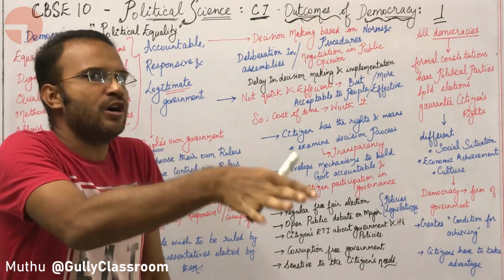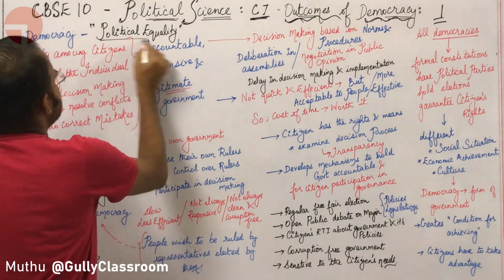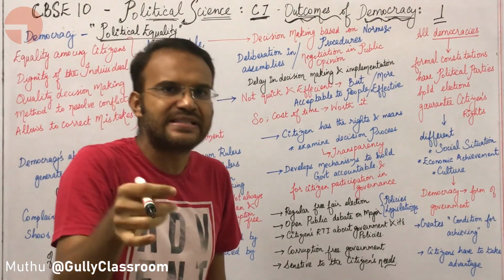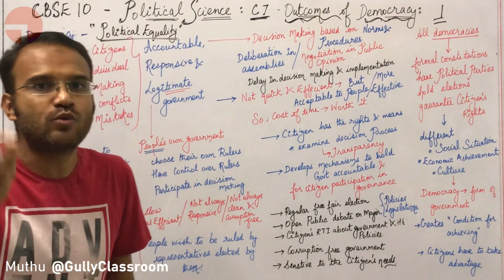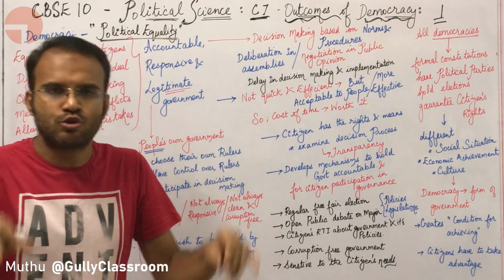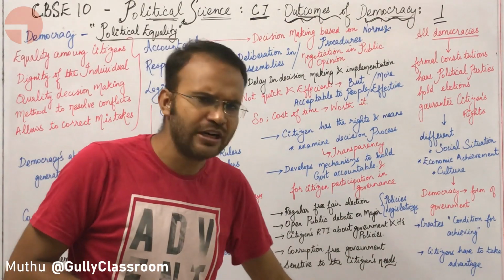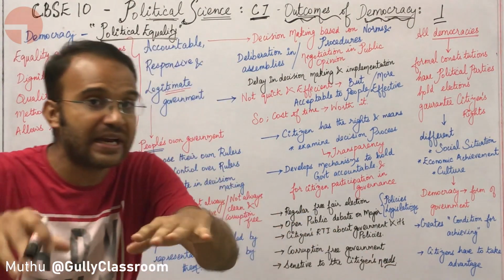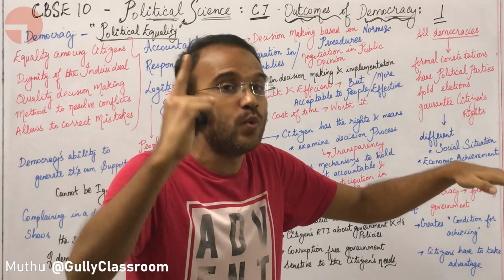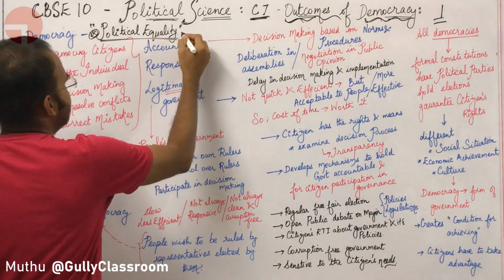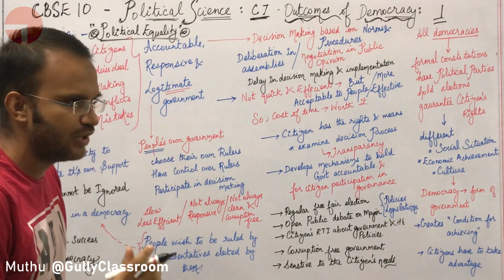What is democracy based on? Democracy is based on political equality. Each and every citizen in the country will get only one vote. There is no political bias. It is not that a rich man gets 4 votes and a poor man gets 2 votes or 1 vote. Everybody is going to get only one vote. So that is called political equality. Democracy is based on political equality.